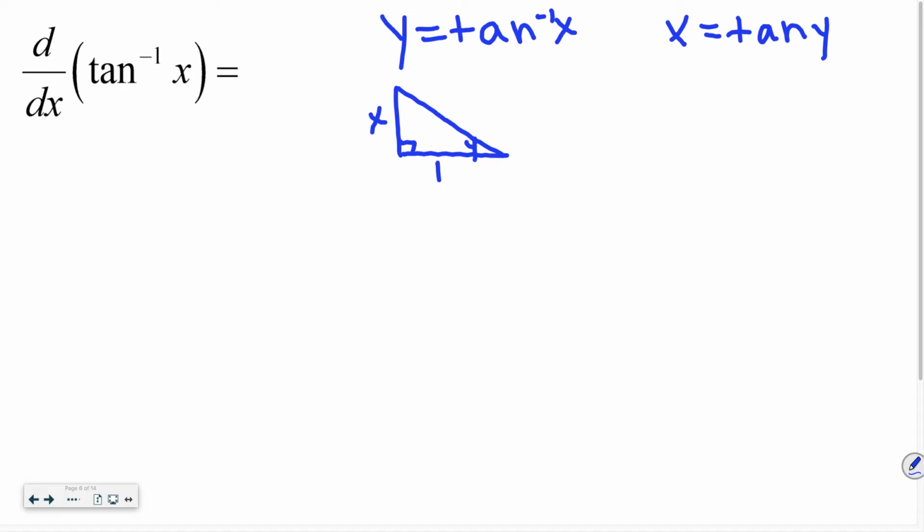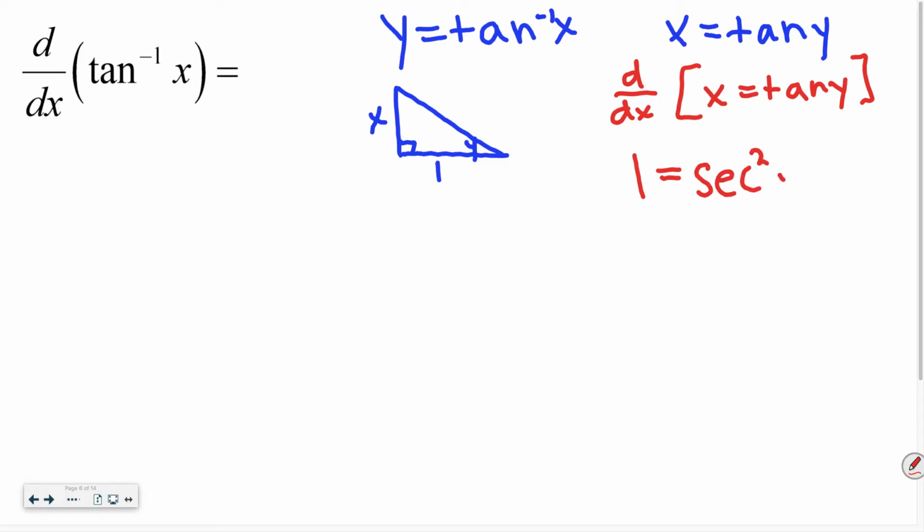All right. Now, what I'm going to do is take the derivative of x equals tangent of y. We can do that, right? We know how to do that. What's the derivative of x? 1. The derivative of tangent of y? Secant squared y dy dx.